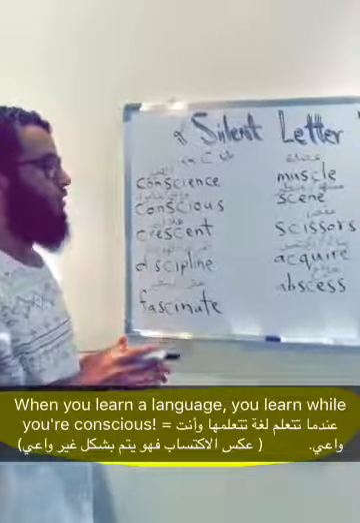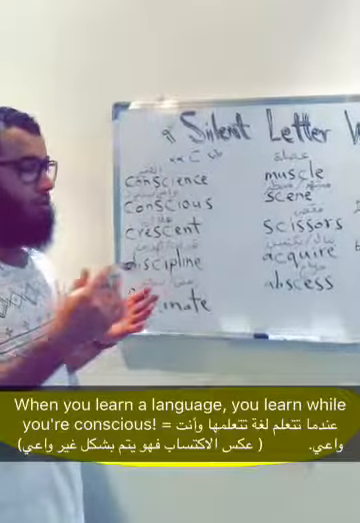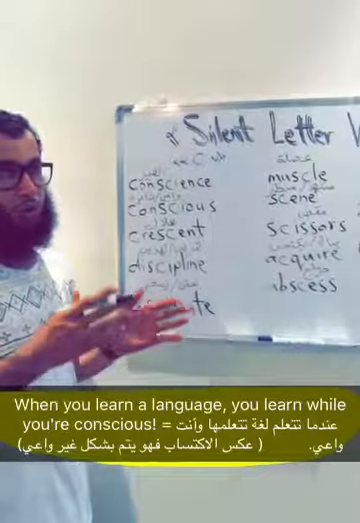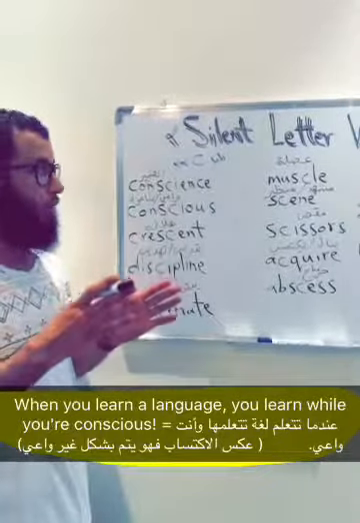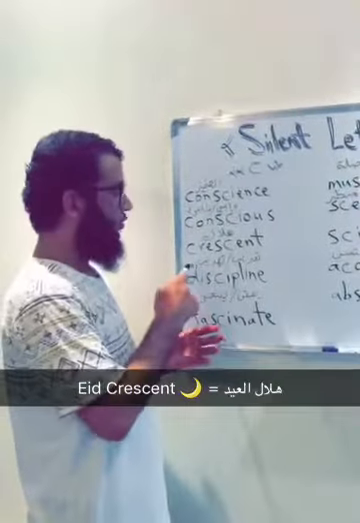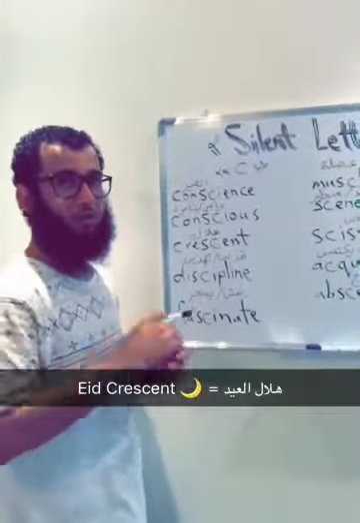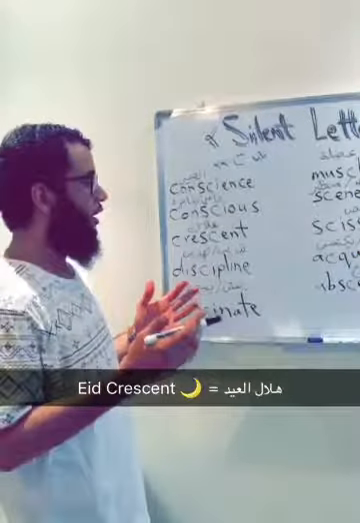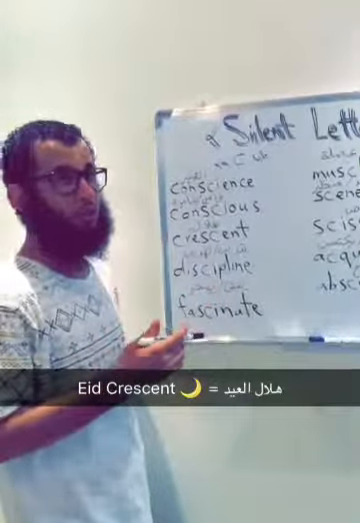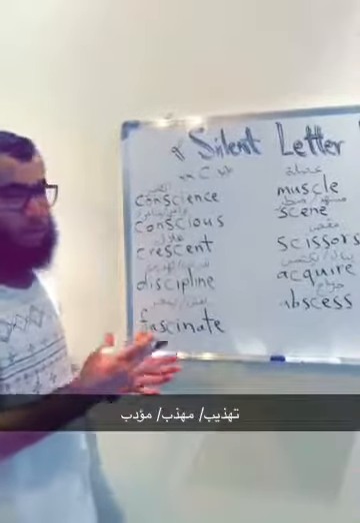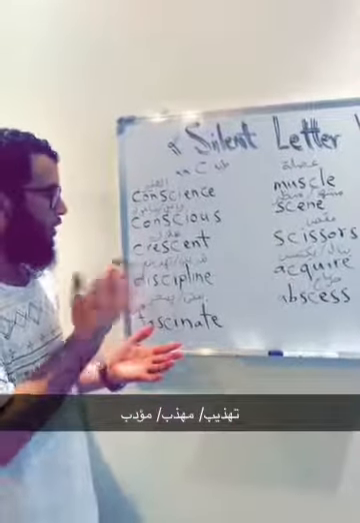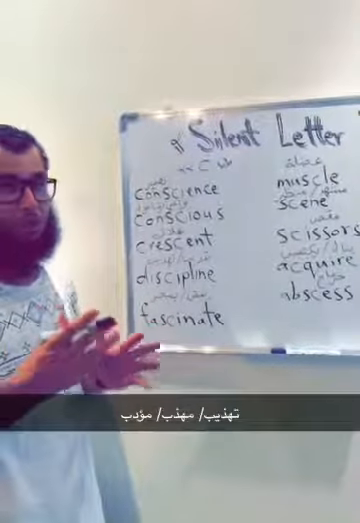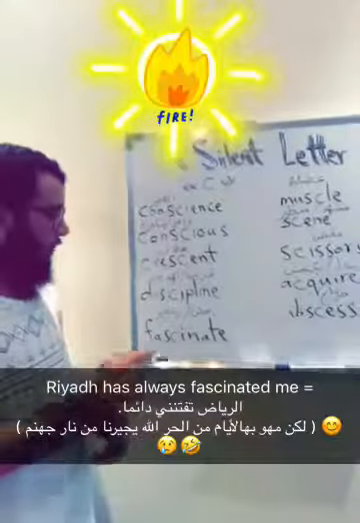The second word is conscious. Conscious يعني واعي أو مدرك للشيء. When you learn a language, you learn while you're conscious. And for crescent, تكلمنا عنها في مفردات رمضان. Crescent يعني هلال. Like to say عيد crescent, هلال العيد, or Ramadan. Discipline يعني تدريب أو تهذيب. He keeps good discipline in class.